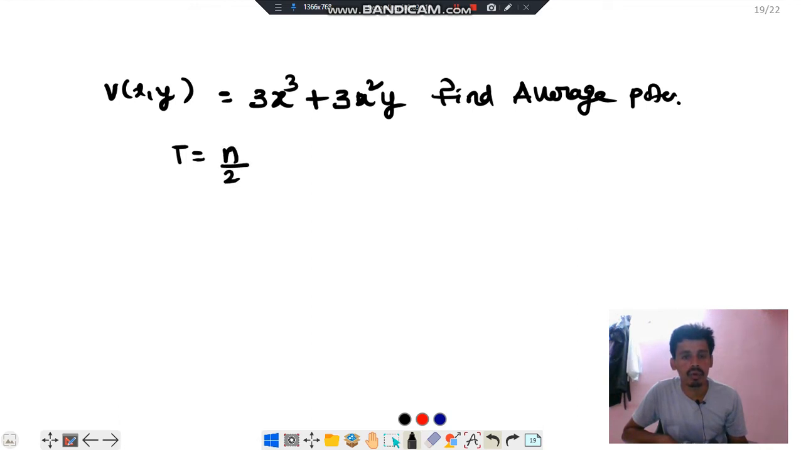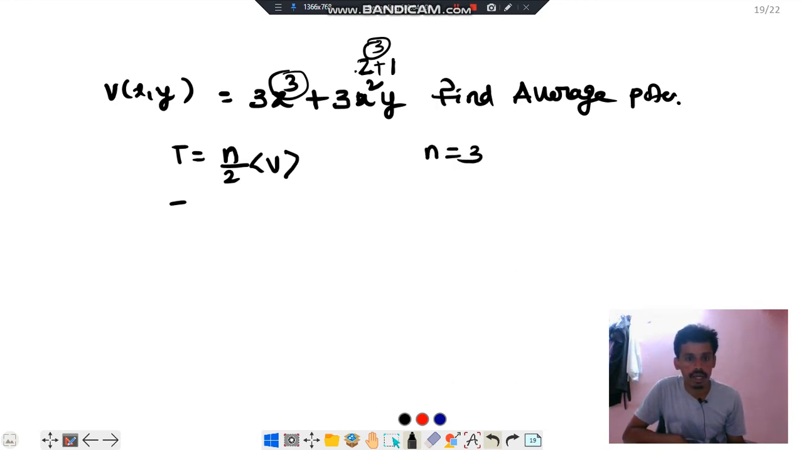n by 2 expectation of potential is equal to the kinetic energy T. Here, this is homogeneous. x power 3, x square y power 1, total 3, means it is homogeneous. Okay, means n is equal to what? n is equal to 3. T is equal to 3 by 2 expectation of potential. Okay, do you understand or not?